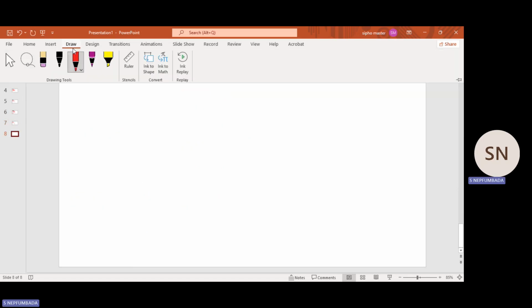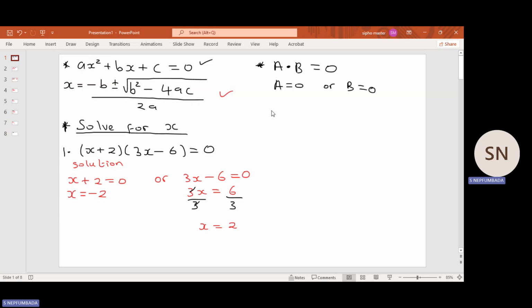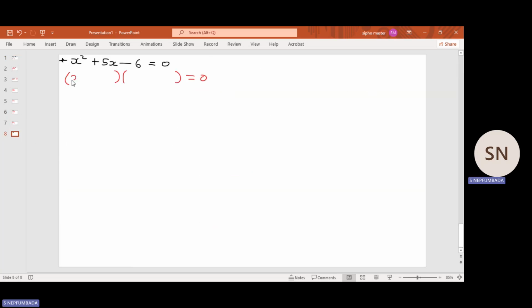Now, let's say we've got this kind of equation. x squared plus 5x minus 6 equals to 0. So in order for us to solve this, we can factorize or use the formula for quadratic, this one. You can use it because it's on the standard form. In order for us to get x squared is xx.